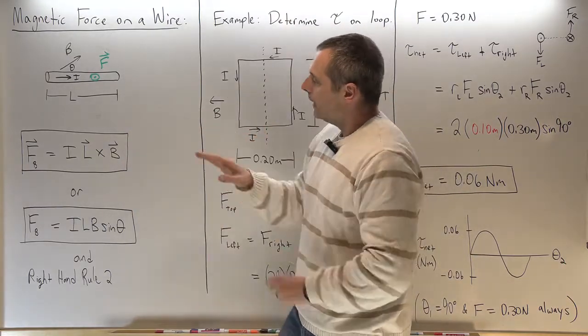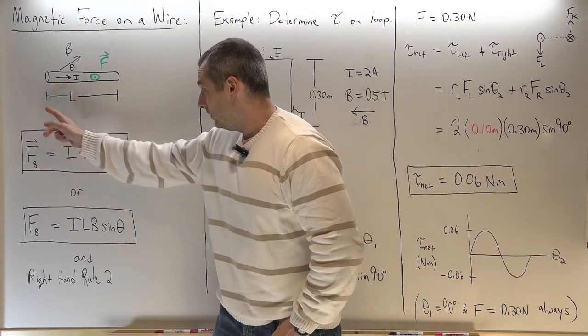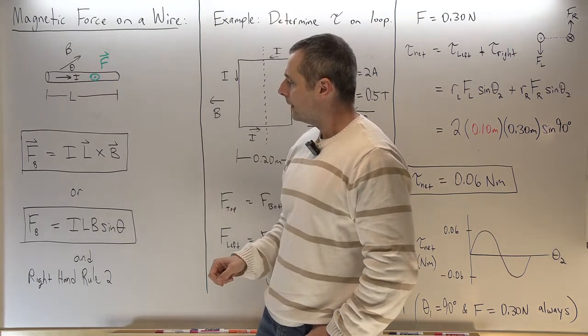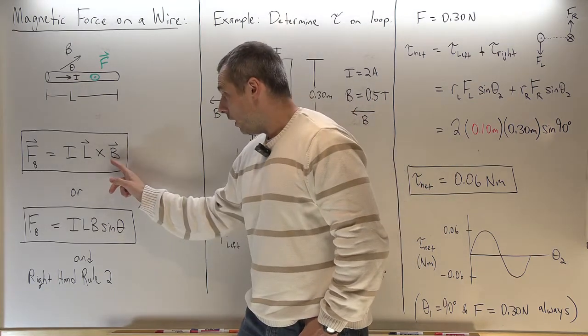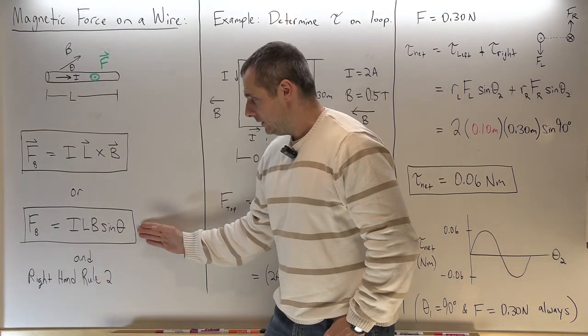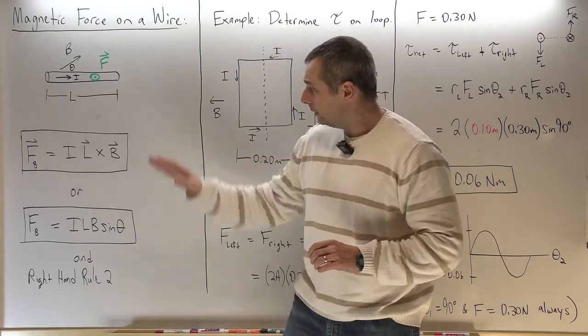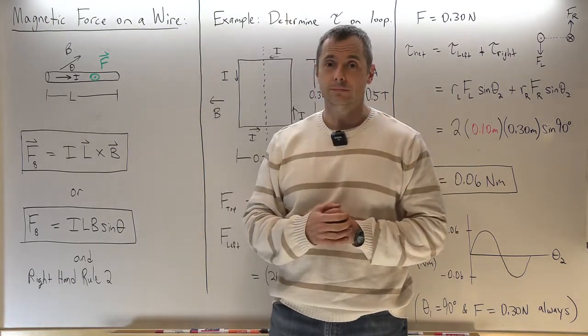The magnitude. You could use the cross product, the magnitude of the current times length L as a vector, the length of the wire, in meters, of course, cross the magnetic field, or you could just do ILB sine theta and the right-hand rule number 2. So let me create a pause to allow you to catch up with the notes if you need it.